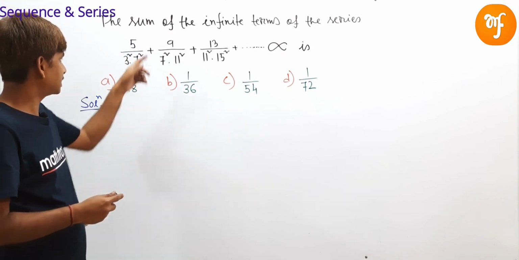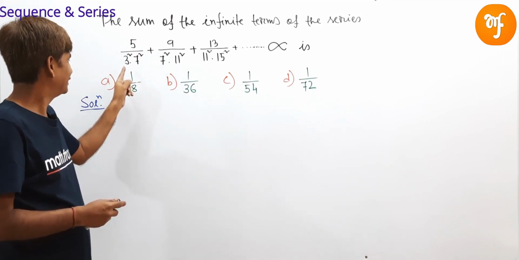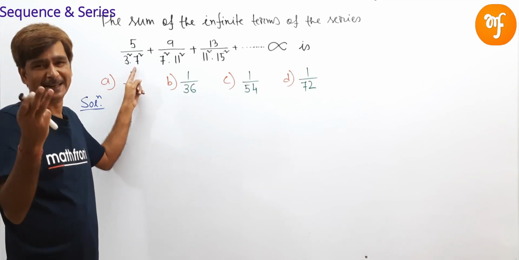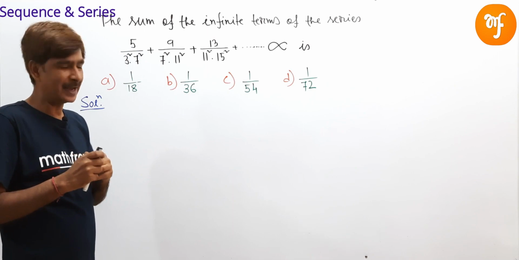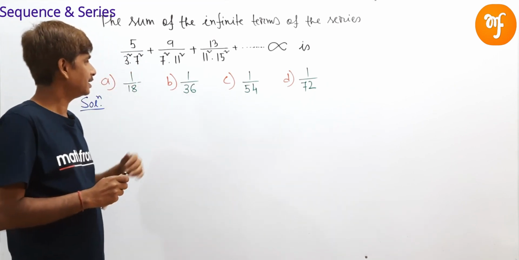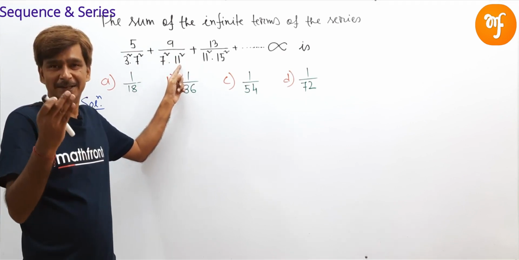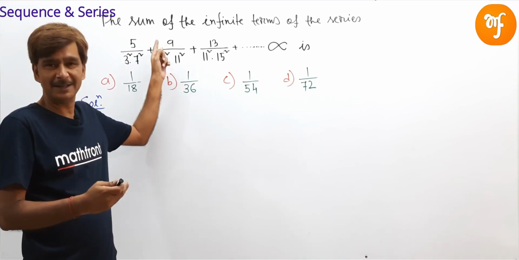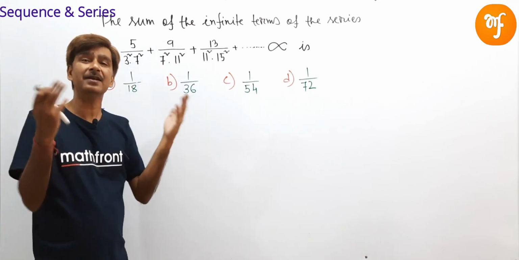Now, to solve this numerical, we must look at the series first. Look, the first term of the series is 5 divided by 3 square into 7 square. Now, 3 plus 7 is what? 10, which is just double of the numerator, that is 5 into 2 is equal to 10. And what is the difference of 7 and 3? It is 4. Similarly, look at the second term. 7 plus 11 is 18, which is just double of the numerator, that is 9 into 2 is 18. And the difference of 11 and 7 is again 4.